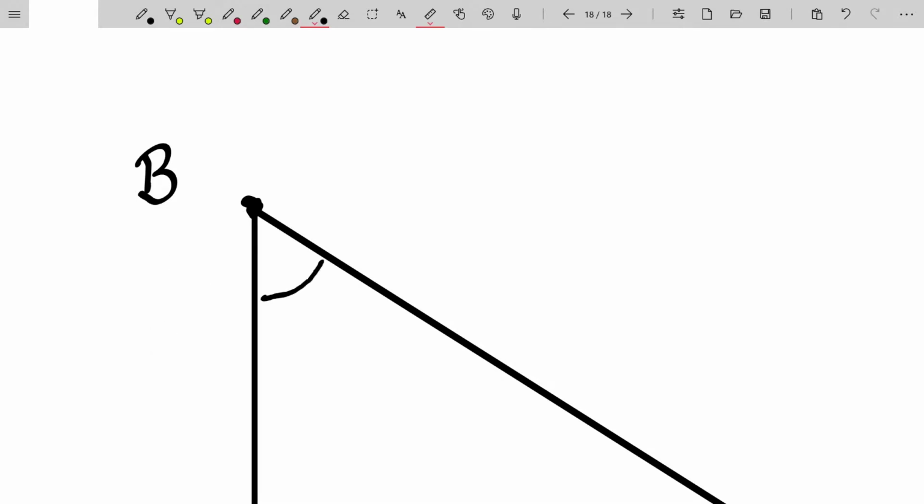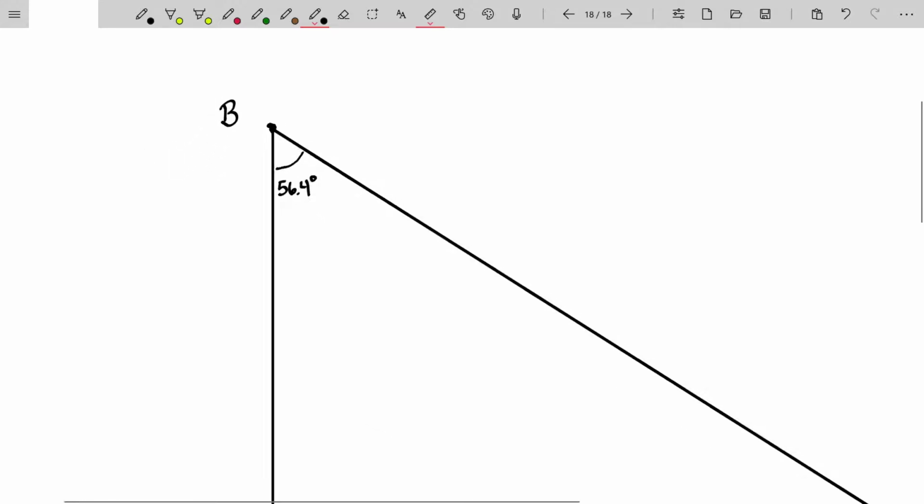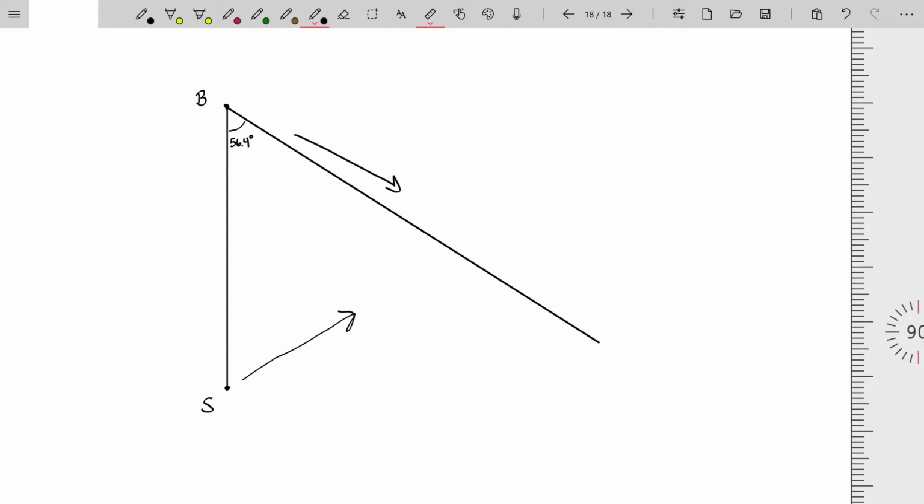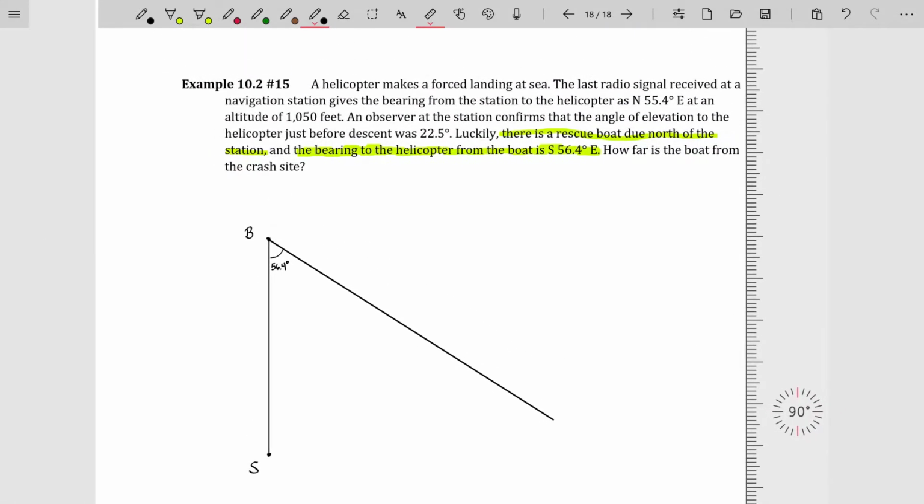This angle right here is 56.4 degrees. They face south and turn by 56.4 degrees in the easterly direction. I made this line very long because the intersection of their view and the intersection of the station view will be the crash site. So I just wanted to make it long enough so that there was an intersection that was going to occur.